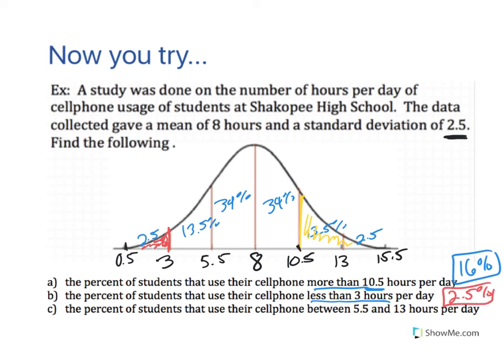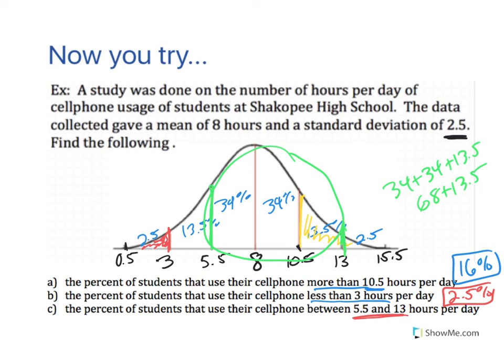And lastly, between 5.5 and 13 hours, so if I look at 5.5, which is right here, and 13 hours, which is right here, I'm adding up all these percentages now for that last question. And so that would be 34 plus the 34 plus the 13.5. Looks like I get 81.5 overall. So my final answer would be 81.5 for that one. So hopefully you got the same answers as me.